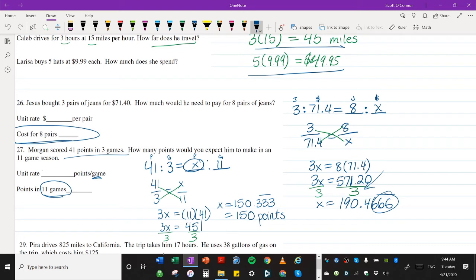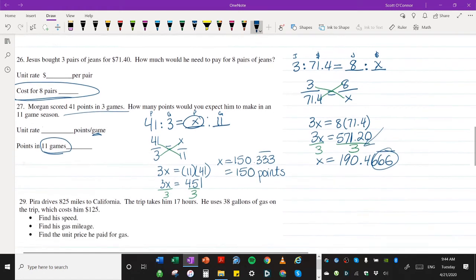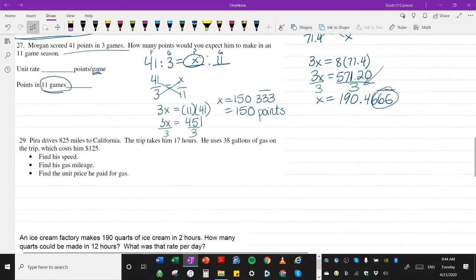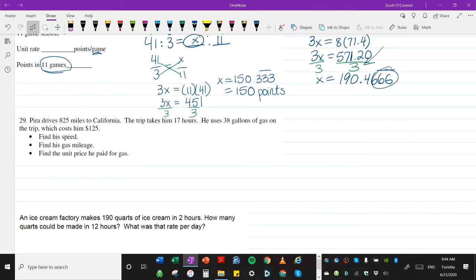So you can use either method to solve these kinds of problems, and you'll be seeing several of these kinds of problems in the review that you're going to do for your quiz. Question 29, I'm not going to do the whole thing for you. I want you to make sure you do it if you haven't done it already, and if you've done it and you didn't do it correctly, I want you to go and fix it.